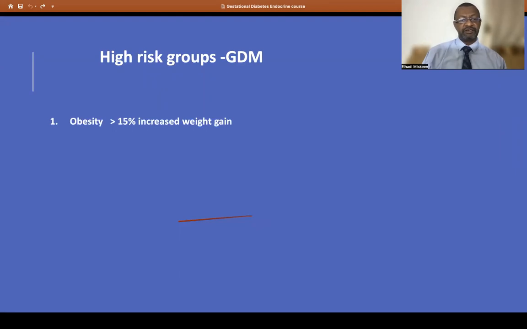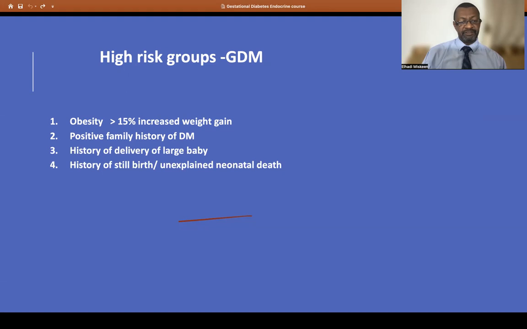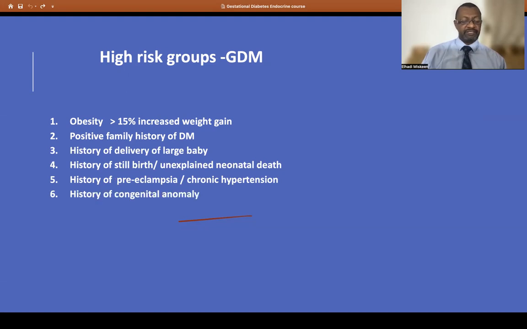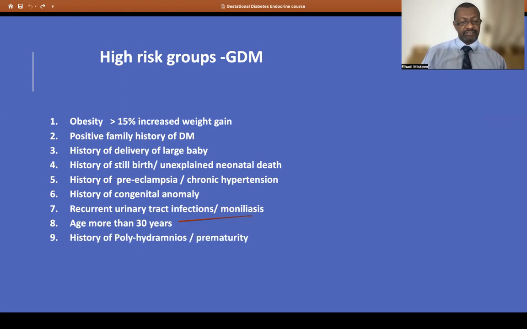There are certain groups that have been categorized as high-risk groups for GDM, like obesity, positive family history, history of delivery of a large baby, history of stillbirth or unexplained neonatal death, history of preeclampsia, chronic hypertension, history of congenital anomalies, and recurrent urinary tract infections. Also women whose age is more than 30, and history of polyhydramnios and prematurity.